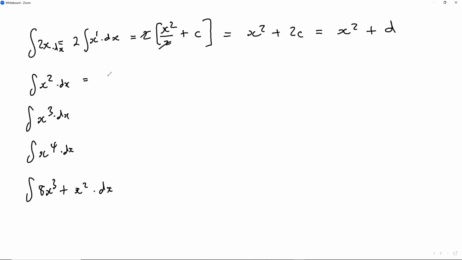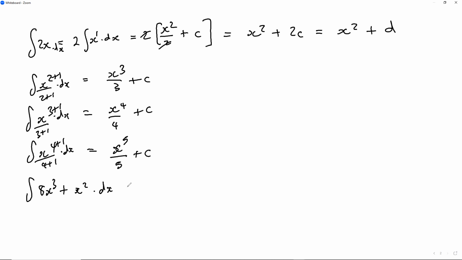The integral of x squared is going to give me x cubed over 3 plus c. This is going to be x to the 4 over 4 plus c. So we plus 1, divided by, plus 1, divided by, plus 1, divided by. That's going to become x to the 5 over 5 plus c.